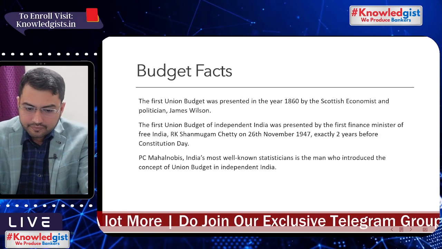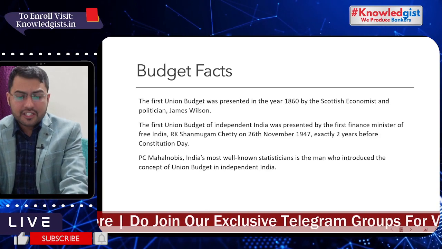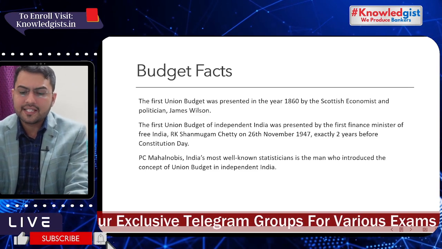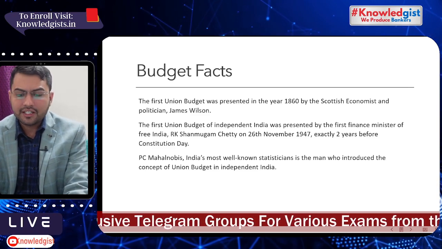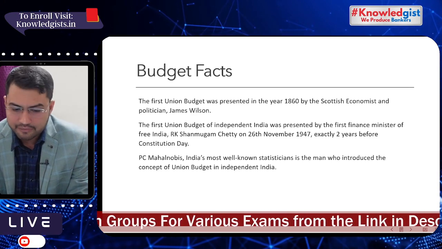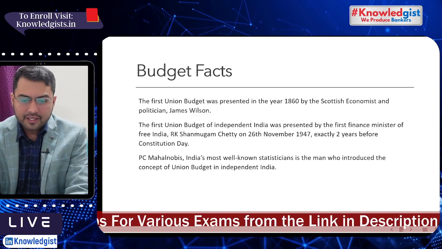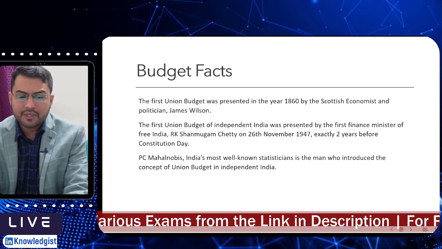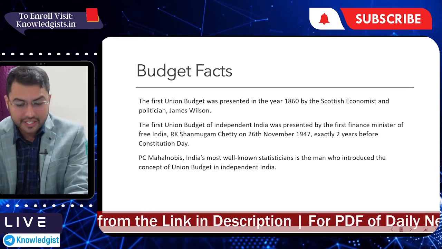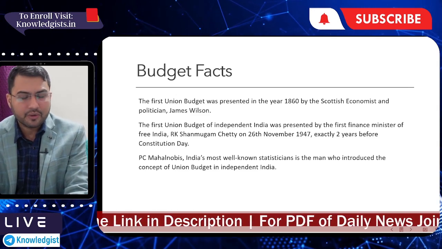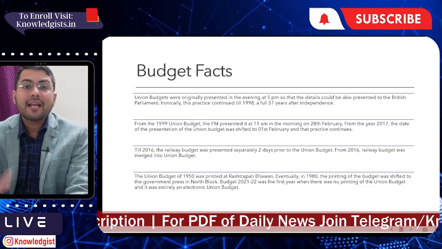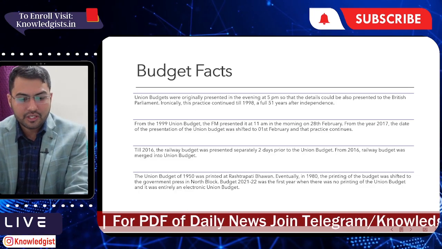Now some other interesting facts about the budget that we are presenting in front of you. The first Union Budget was presented in the year 1860 under the British government by a Scottish economist and politician called James Wilson. The first independent Union Budget was presented by R.K. Shanmukham Chetty on 26th November 1947. P.C. Mahalanobis helped him in preparing the first Union Budget.